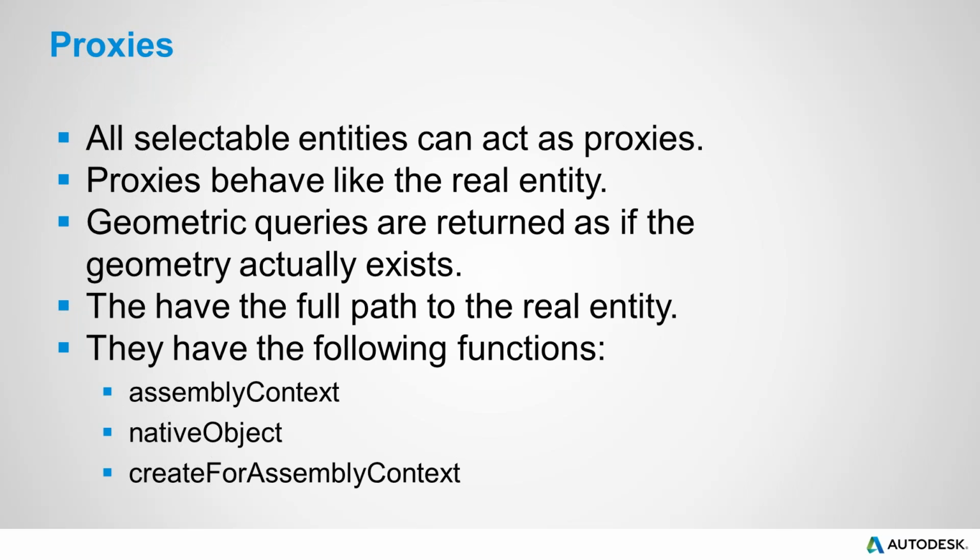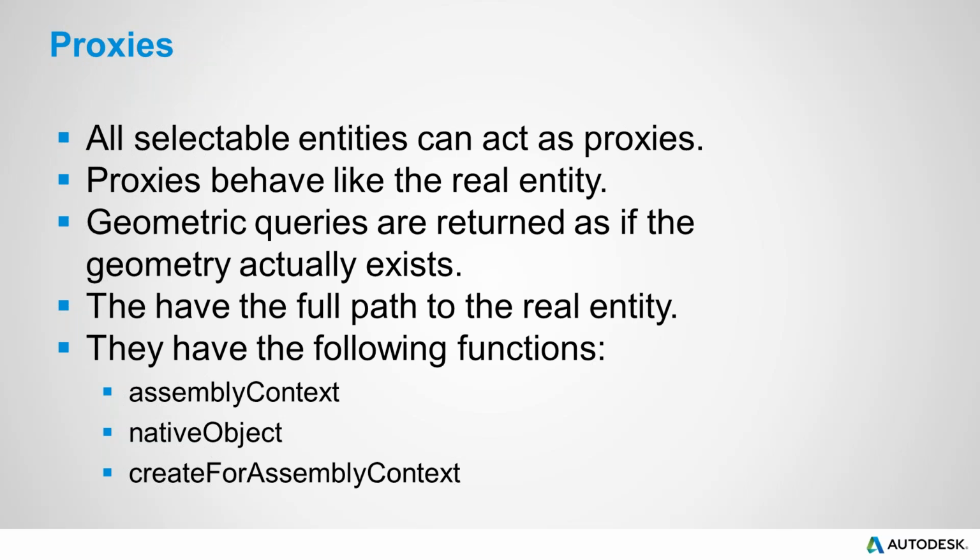So all objects that can act as a proxy have these functions on them. They have a property called assembly context, and that is part of getting this path, which I'll show you in a second. They have a property called native object, and if I call that, it will give me the real face, or whatever the real object is inside the component. So I'm no longer getting a proxy back, I get the real thing.